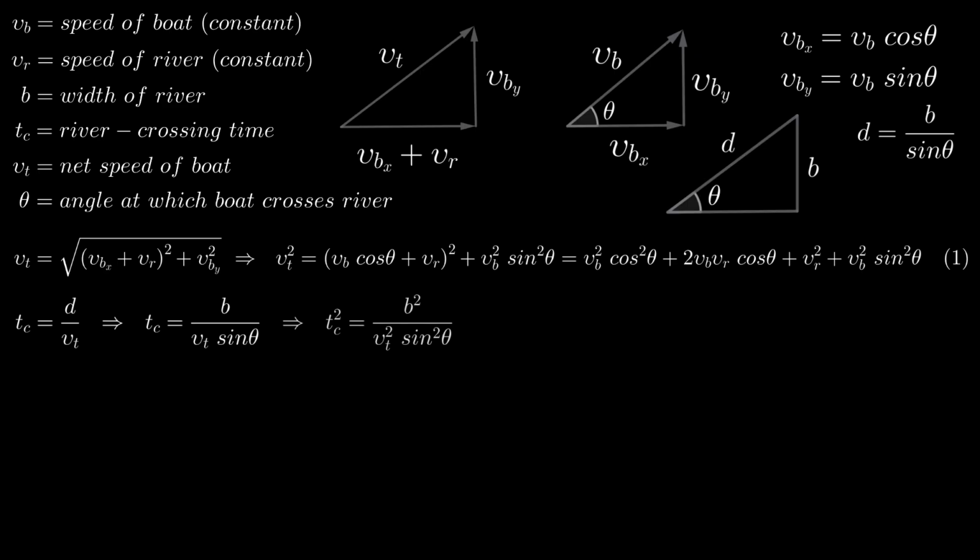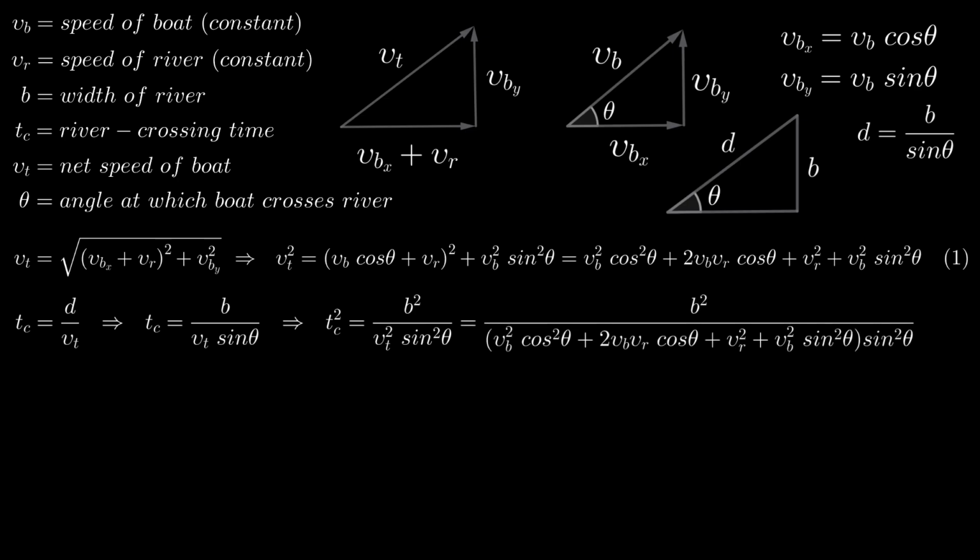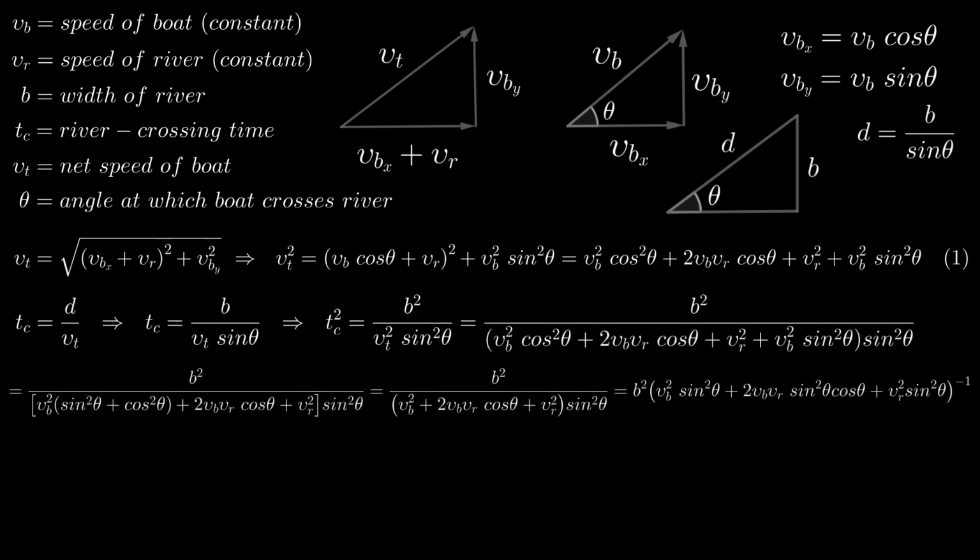So T_C squared equals B squared over U_T squared times sine squared theta, which is this expression here. And we simplify this expression to T_C squared equals B squared times (U_B squared times sine squared theta plus 2 times U_B times U_R times sine squared theta times cosine theta plus U_R squared times sine squared theta), and all of this is to the power of -1. And this is our T_C squared with respect to theta. So how do we minimize this function? You guessed it, my friends. Take the derivative of it and equate it to 0.